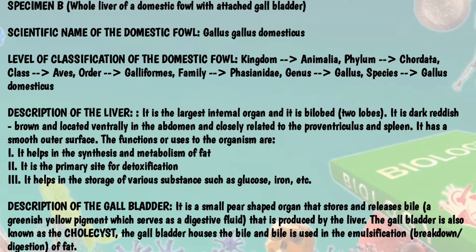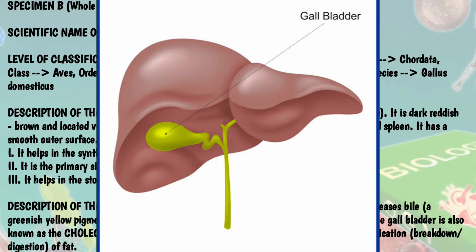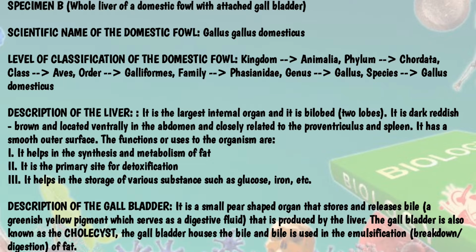The gallbladder is a small pear-shaped, sac-like organ. It stores a greenish fluid, and that fluid is called bile. The gallbladder is also known as the cholecyst, and bile is a digestive fluid. The function of bile is to help in the digestion or breakdown, or we can say emulsification, of fat. So typically, the gallbladder houses the bile, and the bile helps to emulsify or break down fatty substances.